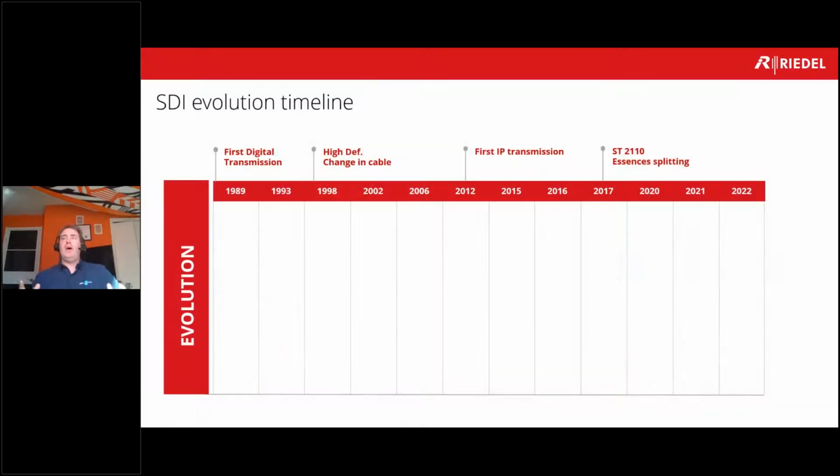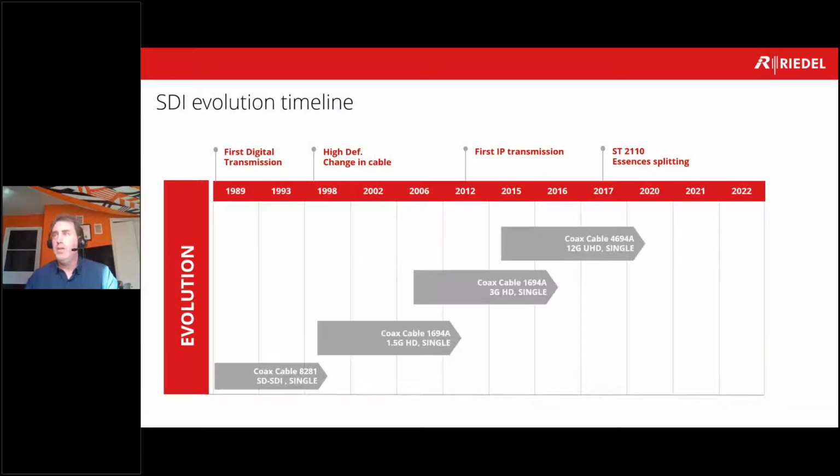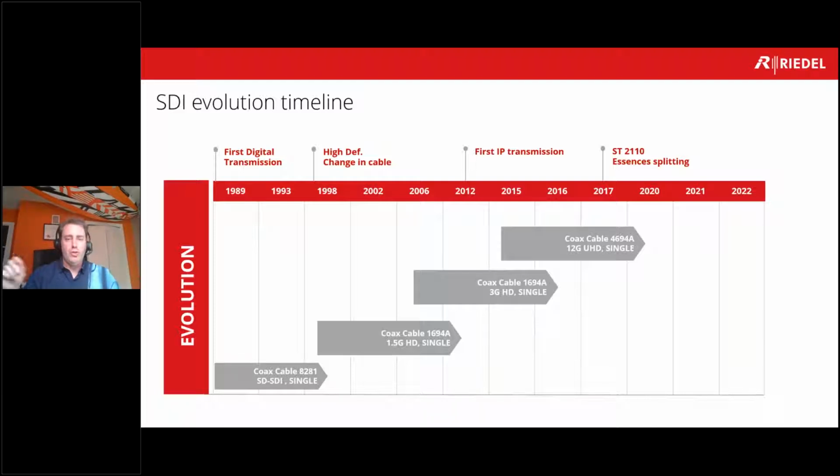So first, let's look at the SDI evolution. The gray bars are the evolution we remember from SD-SDI back to UHD 12 gig. And I don't know if you knew, but there's a new standard. They're trying to push 24 gig. I have no clue if it will be on coax or directly fiber. And as you can see, the cable evolves in time. But one thing that all these formats have in common was really a single connection, a single signal, and a single SDI.